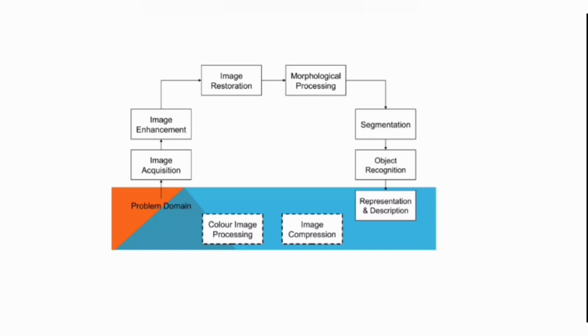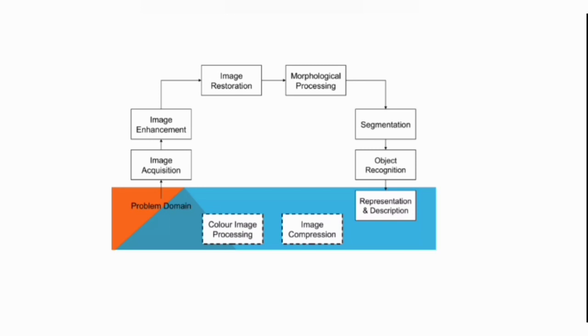Representation and description involves the steps that extract the attributes that are useful for processing through a computer. It can be boundary representation and regional representation. Boundary representation captures the shape of corners and inflections. It also separates one image from another. Regional representation is basically focused on internal properties of the image such as texture, contrast, etc.